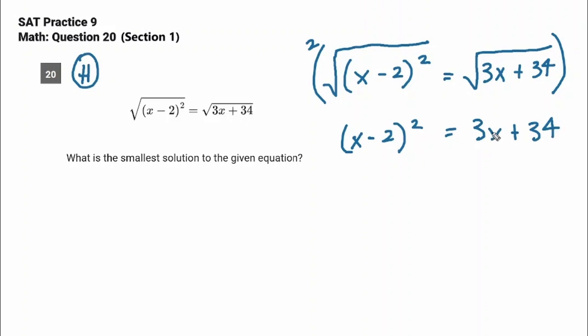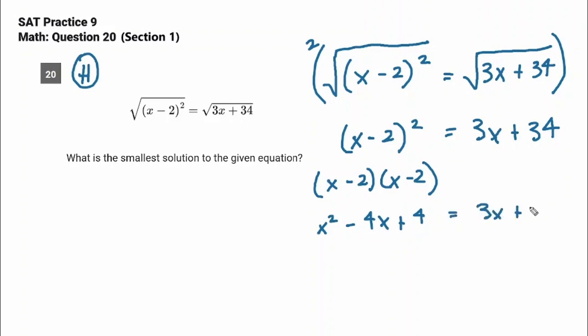All right, what do you do now? You're going to FOIL this deal. x minus 2 times x minus 2. Don't need to worry about the other side. That's x squared minus 2x minus 2x plus 4, minus 2 times minus 2 is plus 4. Okay, got some algebra here. No big whoop. What do we do? x squared minus 4x, we're going to move the 3x across, so minus 3x, minus 7x, and then plus 4 minus 34, minus 30. What's on the right side?